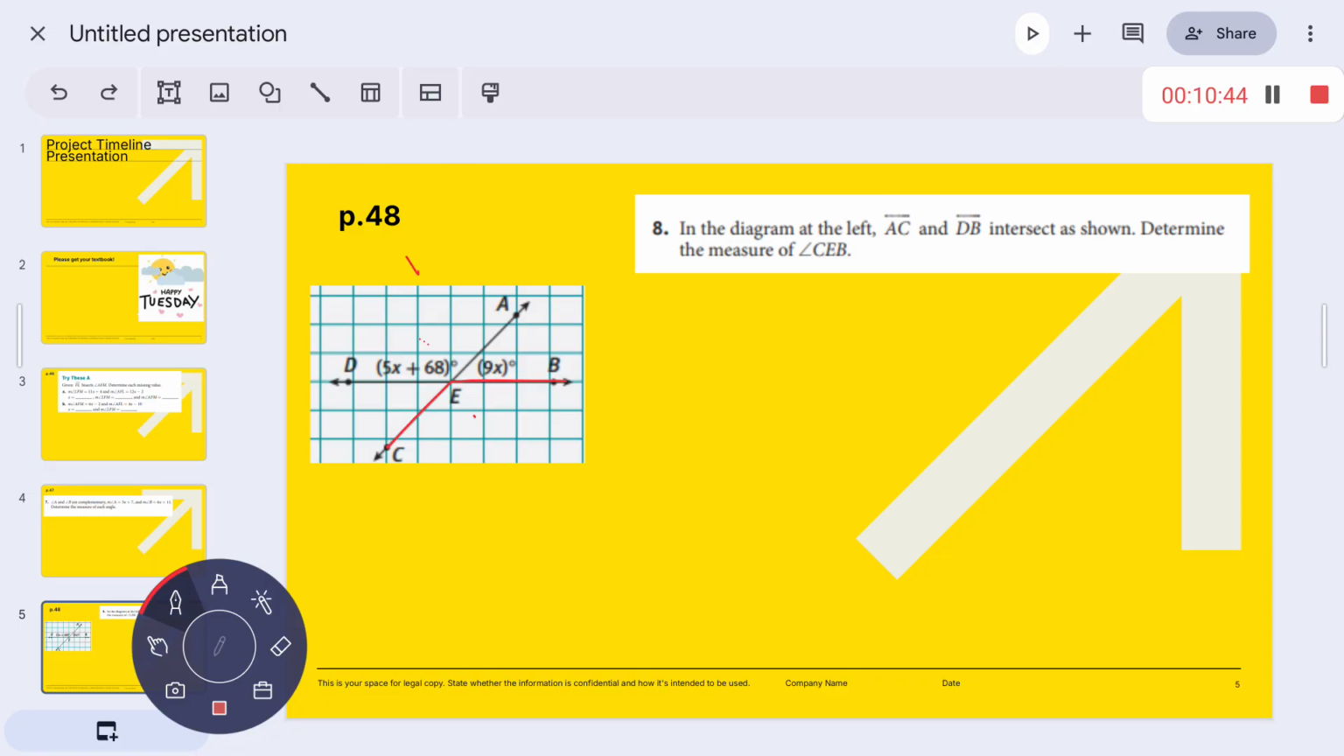So the other thing that I know is these angles here are supplementary. They form a straight line. So the end point is 180. So your job is I want you to solve for x. Okay? Once you solve for x, you're going to plug it back in here. And that will give you the value of DEA, which is the same as the vertical angle CEB. Okay? So I want you to do that now.